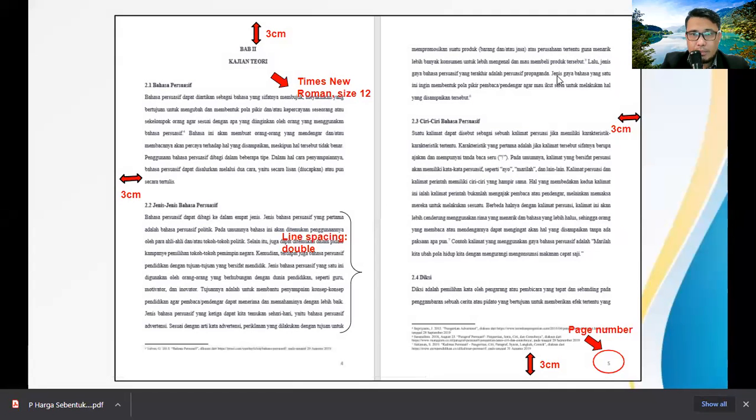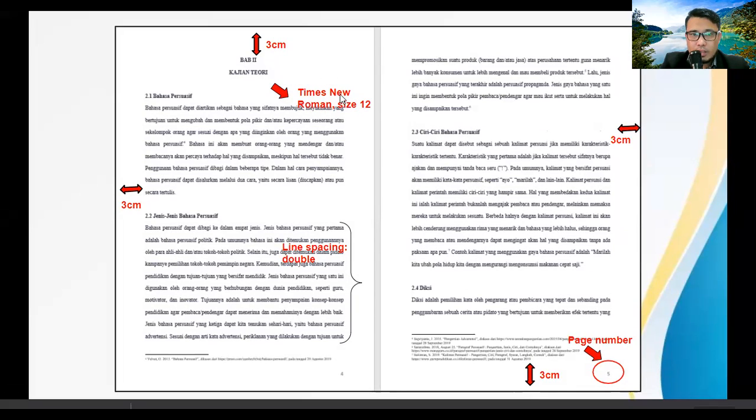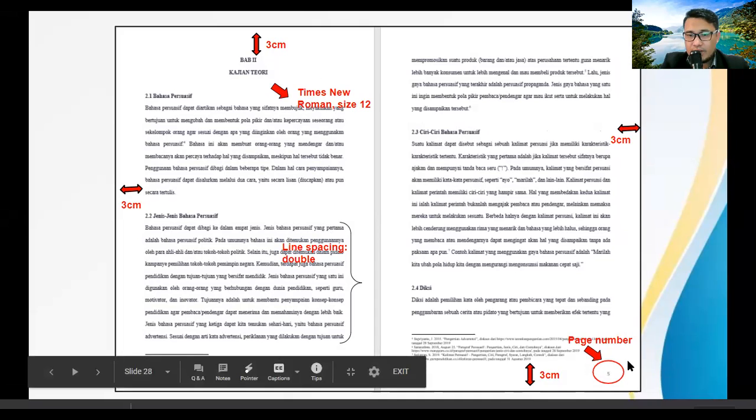Okay, so here's the example. If you look here, you can see this is the margin, this is the font, Times New Roman, and this is the double line spacing, and also the page number here. Okay, so here's the example.